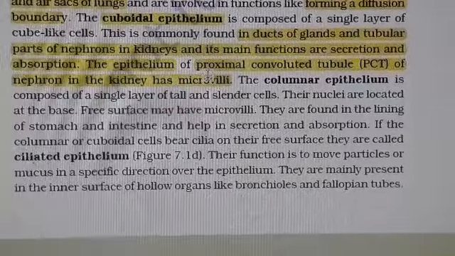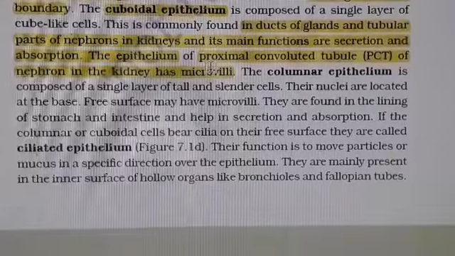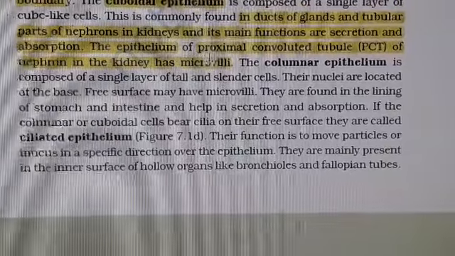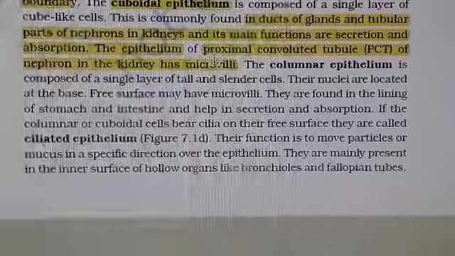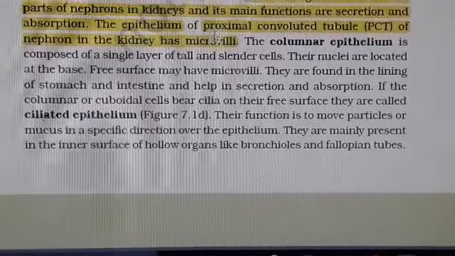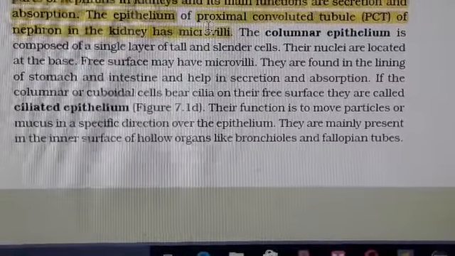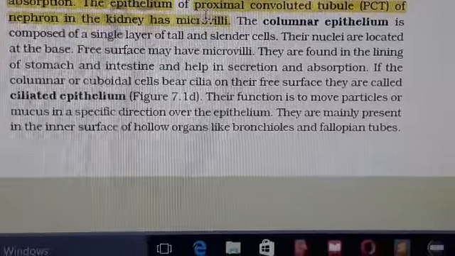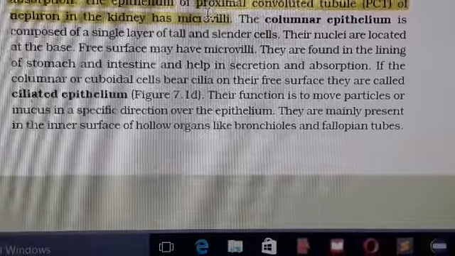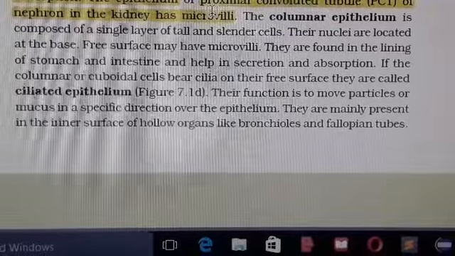If the columnar or cuboidal cells bear cilia, cilia are hair-like structures present on the surface of the cell, and they help in the movement of substances. On the free surface, they are called ciliated epithelium. Their function is to move particles or mucus in a specific direction over the epithelium.